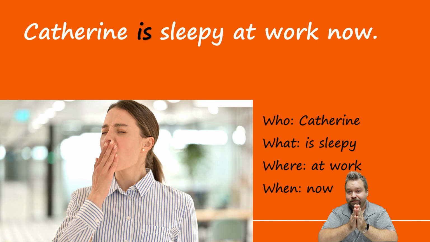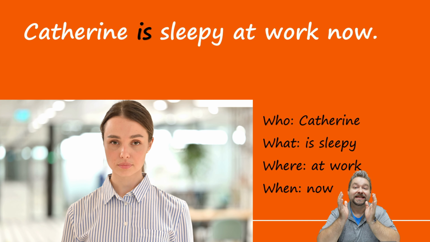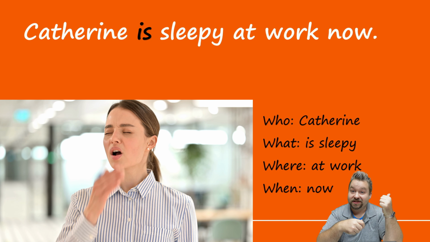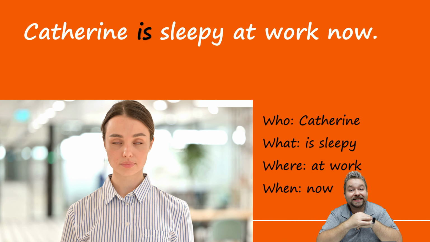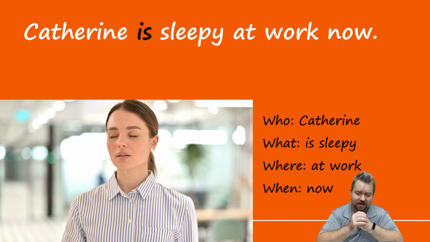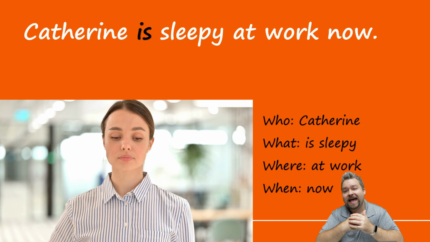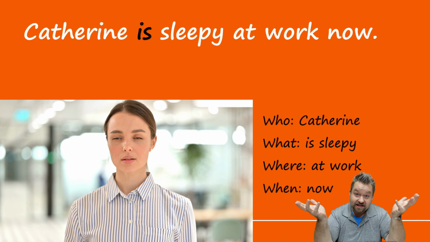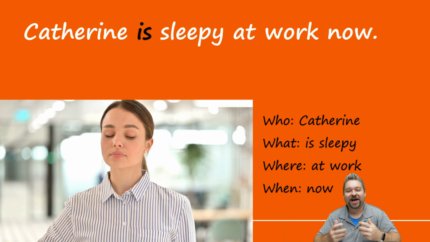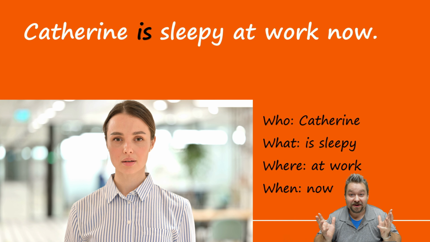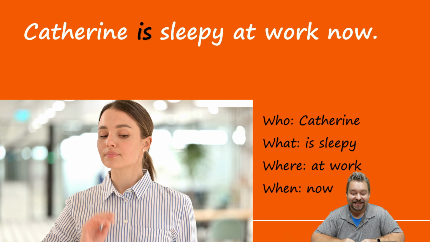Let's take a look at mine. Catherine, single subject, right? Singular subject. Is. Our be verb becomes is, just like that chart we looked at. Catherine is what? Sleepy, right? She's sleepy. Just look at the video. She's so sleepy. She's sleepy where? At work. When? Well, it's present tense, so it's now. Okay? I always remember that for present tense. You can't make a mistake if you say now. It's now. Oh, yeah, present tense, right?